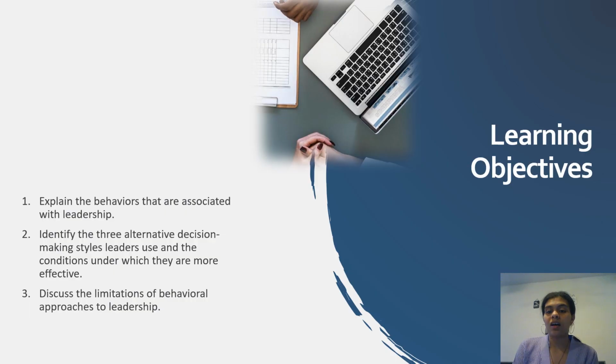First, we're going to discuss learning objectives. The first learning objective is explain the behaviors that are associated with leadership. The second is identify the 3 alternative decision-making styles that leaders will use and the conditions under which will determine which is most effective and efficient. And lastly, discuss the limitations of behavioral approaches to leadership.